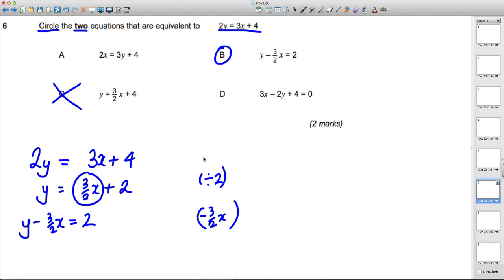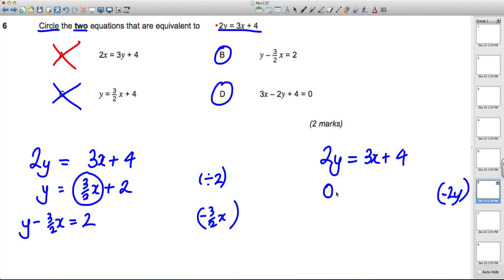Okay, any other ones it could be? Well, can we think of something that can't be? This is 2y is equal to 3x plus 4, and we've got 2x is equal to 3y plus 4. It's pretty obvious it can't be that one, so it must be this one by default. Let's just check what they've done. All they've done here is to get from 2y is equal to 3x plus 4, subtract 2y off both sides. So they got 0 is equal to 3x, subtract 2y plus 4. So the answers are B and D. Nice and simple.